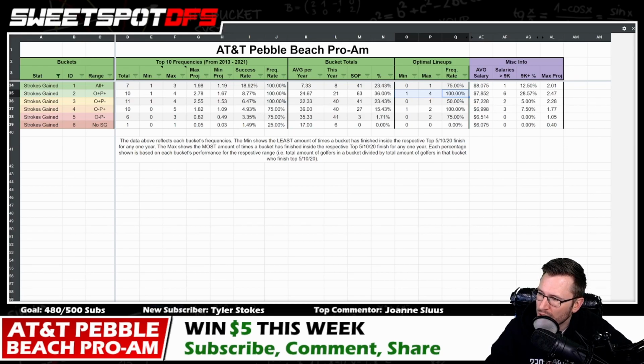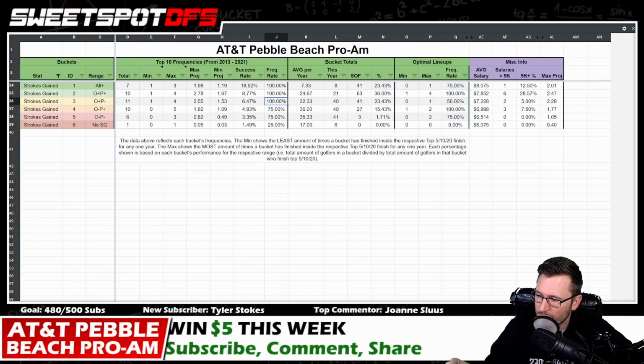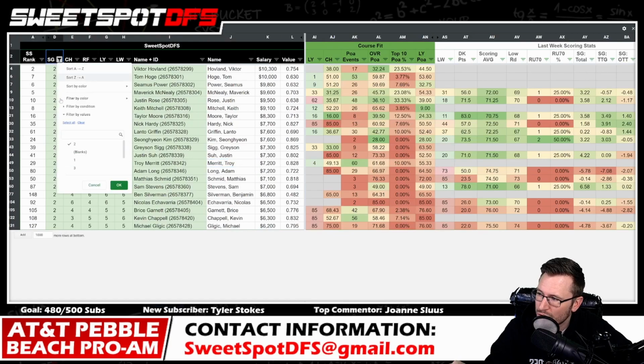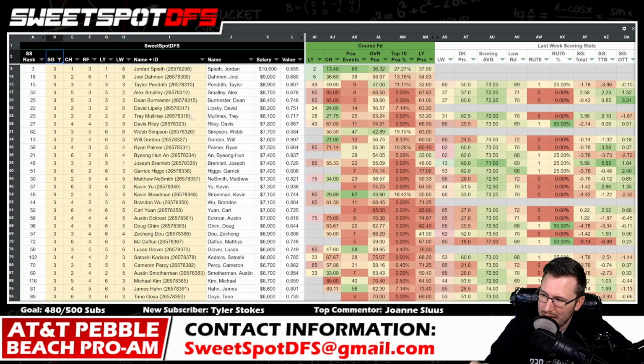We're going to strokes gained threes, which we also want 1 to 3. 50% frequency rate to be inside the optimal lineup, but 100% rate of being inside the top 10, which means starting with Jordan Spieth might not be the best case. 1 to 3 though is what we want. Spieth to me just takes the cake.